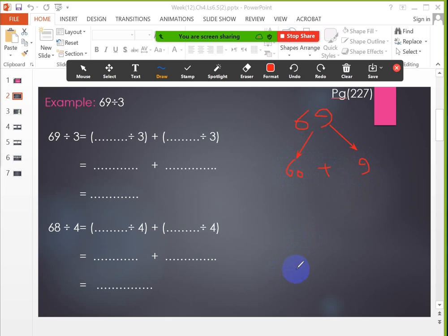So I will break the 69 into two numbers. Okay? The first one is 60 and the second one is 9. Those two numbers, if I add those two numbers, the answer will be 69.